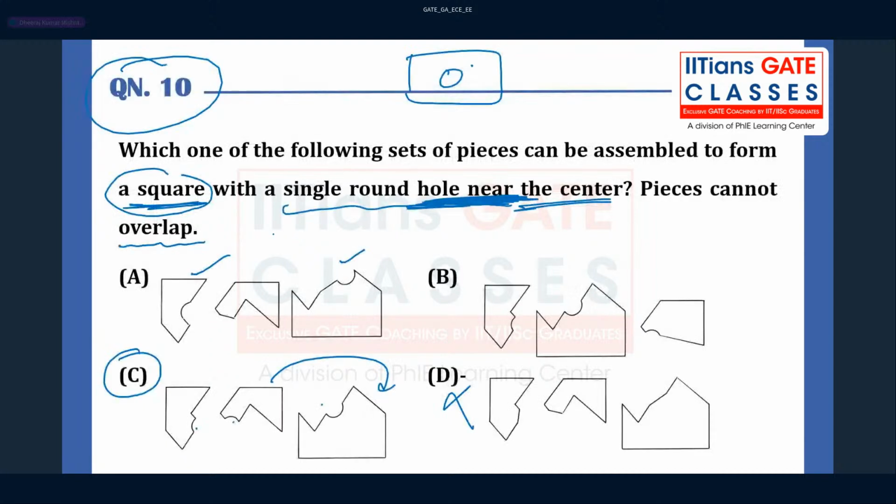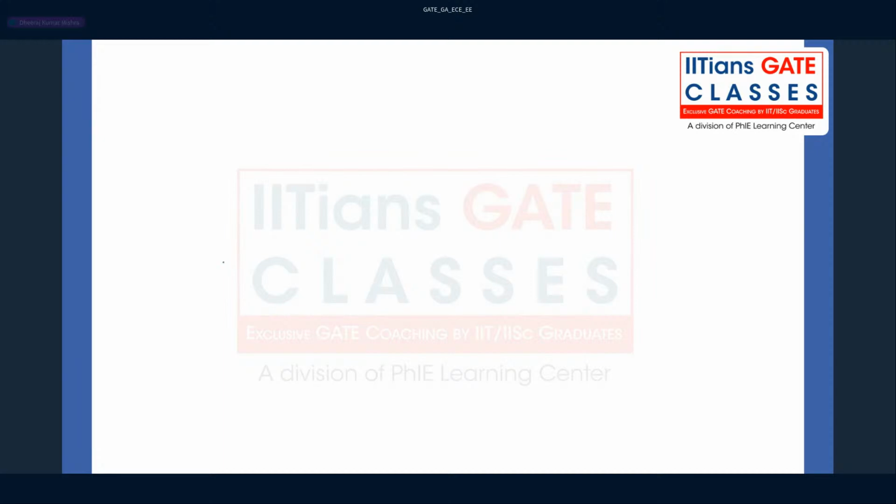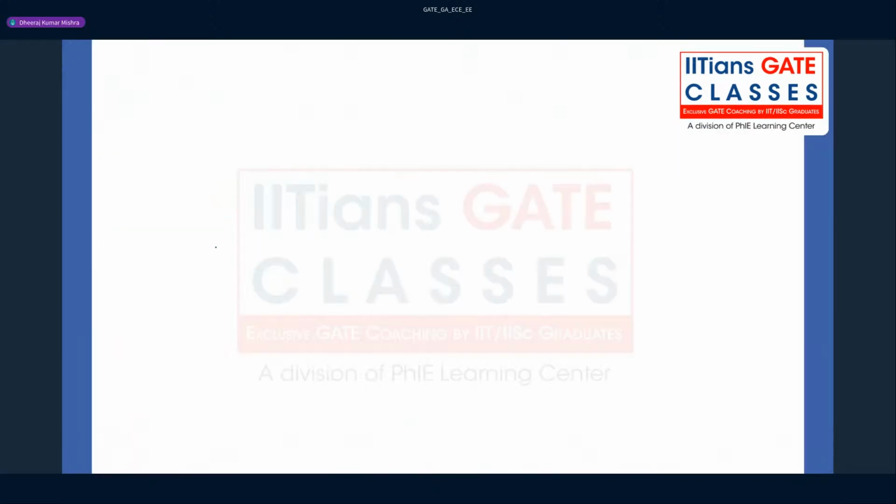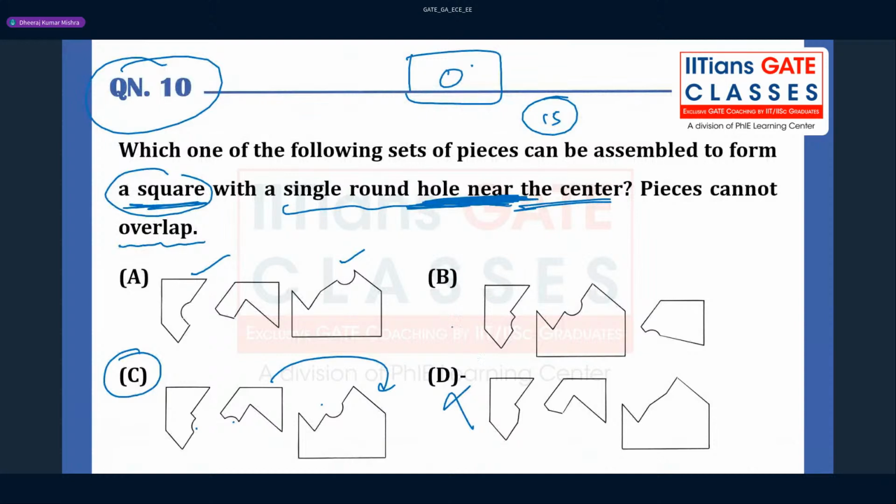So this was all about 10 questions. Ten questions can be done nicely, and you can get around 15 marks out of it. Now we will move to the 21 question, GATE 2021 question. Whenever this kind of question is asked, guys, try to eliminate the options. That is very important to keep in mind. Understand? Eliminating the options is very important.